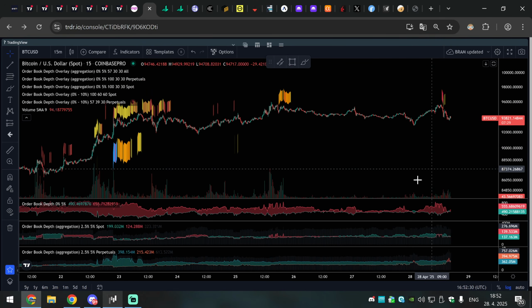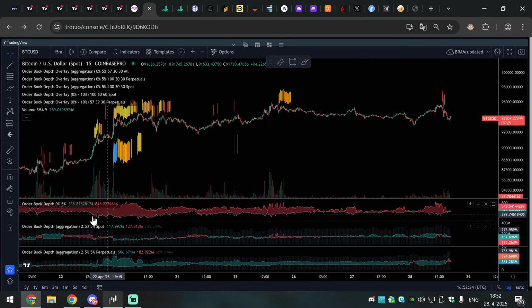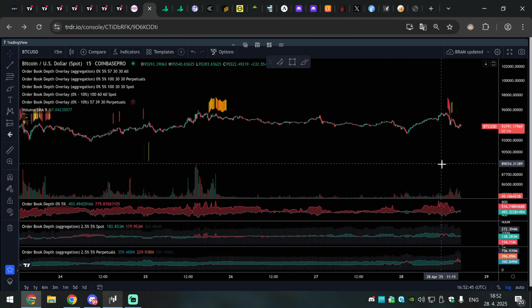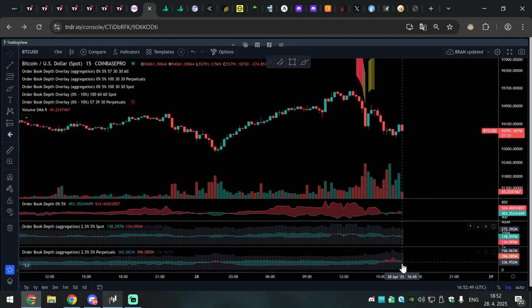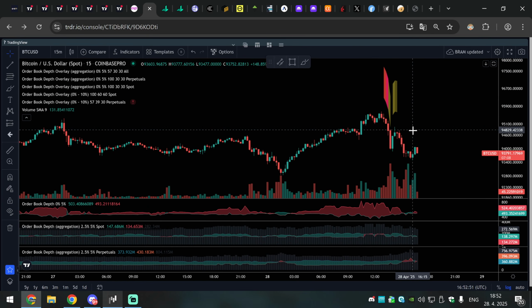In terms of order books, we've continued to see pressure on Coinbase and neutral, slightly negative pressure on spot markets. Here we've got a bit negative. Perpetuals also start to be negative. Okay, so the order books are all getting into neutral to negative, so I'm not surprised with this pullback.